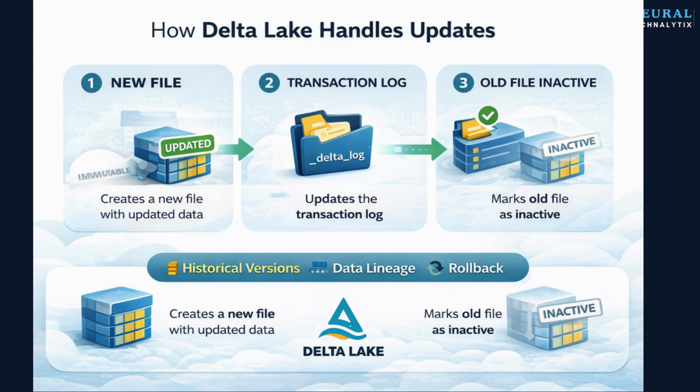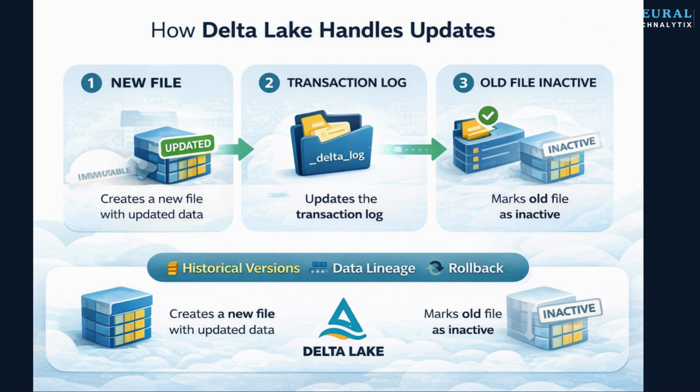How Delta Lake handles updates. Here's another very important concept for the certification exam. Parquet files are immutable. This means once a file is written, it cannot be modified. So when you update data in a Delta table, Delta Lake does not change the original file. Instead, it follows a simple process. First, it creates a new file with the updated data. Second, it updates the transaction log. Third, it marks the old file as inactive. This design enables powerful features like historical data versions, data lineage tracking, and the ability to roll back to previous versions.